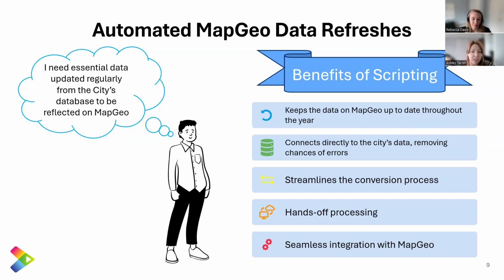In a script, the conversion process is also streamlined and made repeatable. And this means it can convert multiple data sets quickly without the need to manually convert each data set. It's hands-off, which is great. The uploader then reads in the folder with the converted data and uploads it to MapGeo, making for seamless integration.